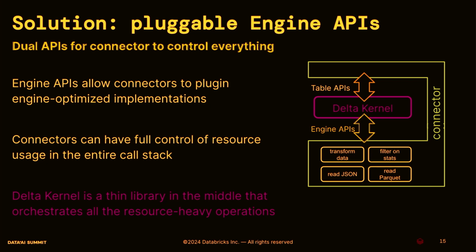It says, okay, I need to read this file, and the connector says, here, I've read it for you, here is the raw data, do whatever you want with it. Then the kernel will say, oh, I want to modify this file in this way. It'll give it back to the connector, saying, modify it this way and give it back to me. So that gives the connector the entire control of the entire call stack and the entire resource usage.